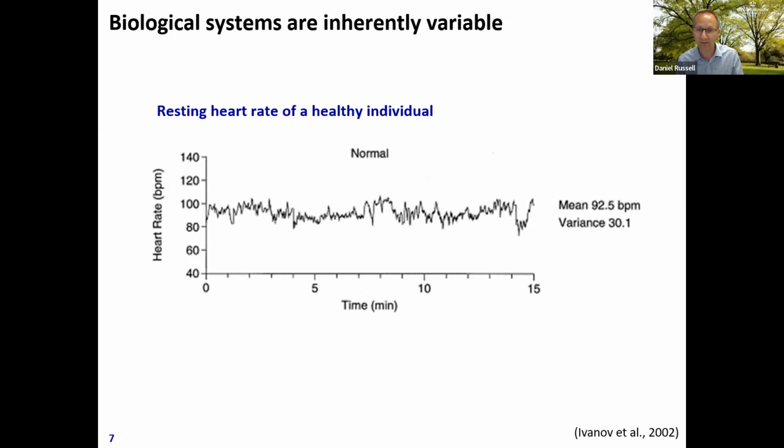There is inherent variability. And of course, this is present throughout biology, and is a critical feature of natural selection. There would be no evolution without biological variation. So when we behave, when we move, it is inherently variable.